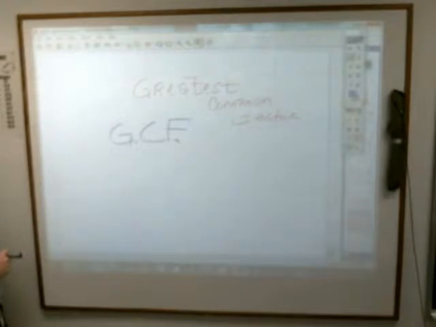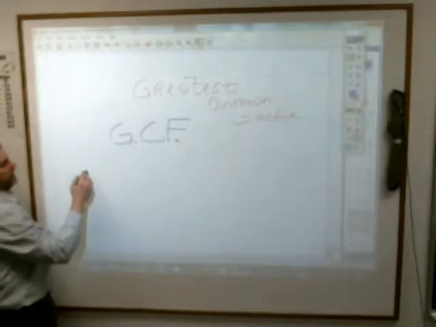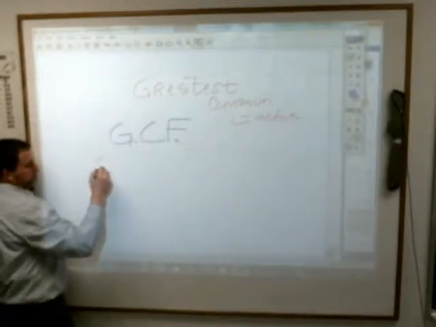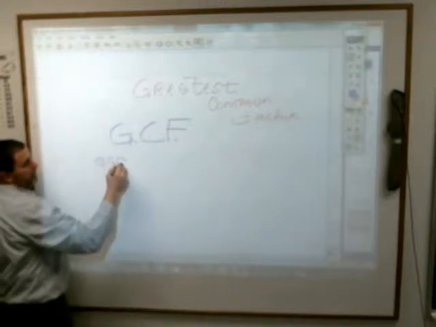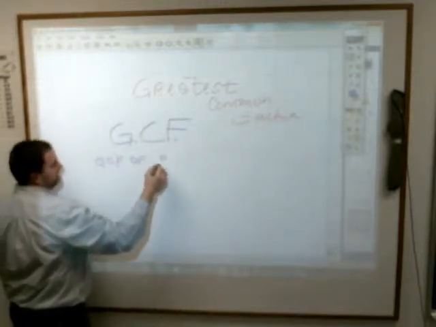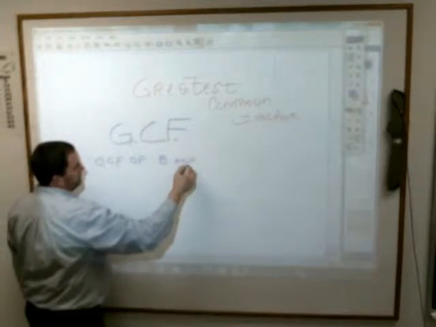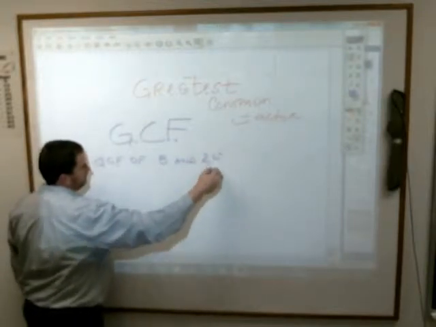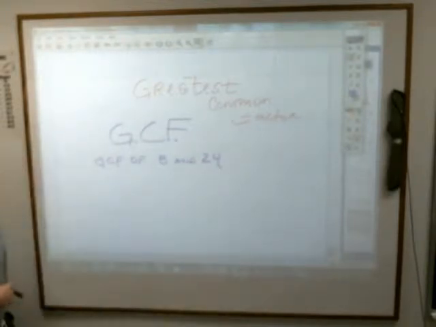Now, in order to study the difficult part, let's throw our minds way back to when it was simple. Let's do an easy problem. What was the greatest common factor of 8 and 24? Back in the day, when you were in 5th grade, you would do this.